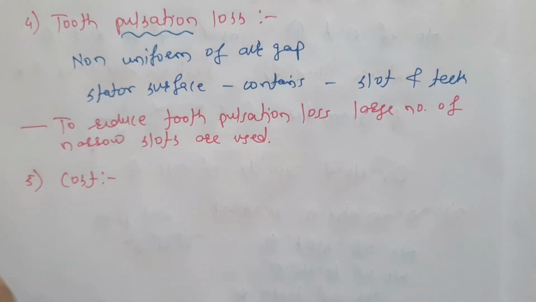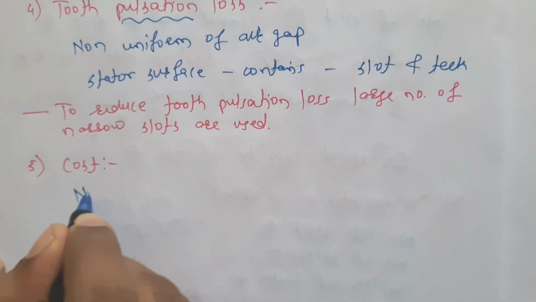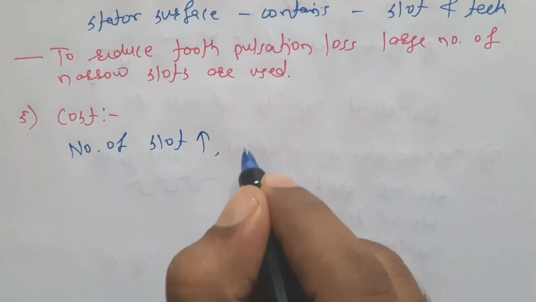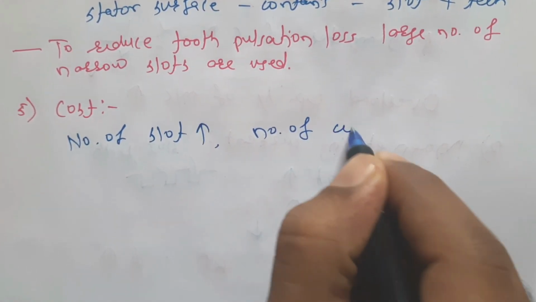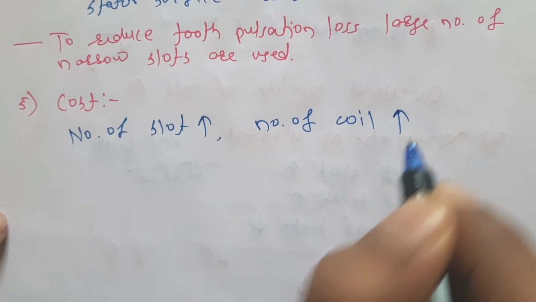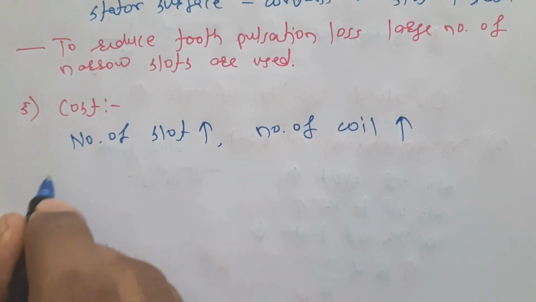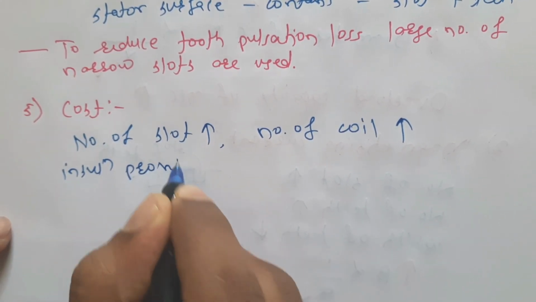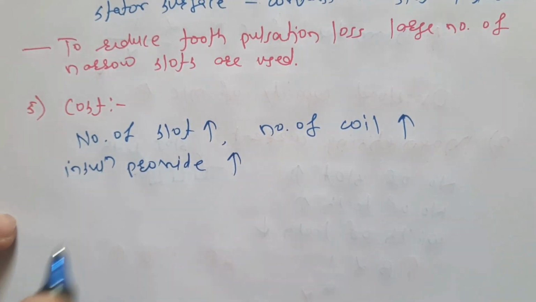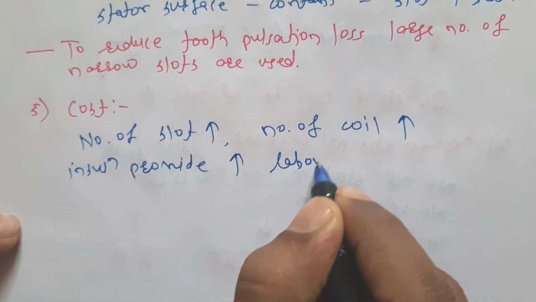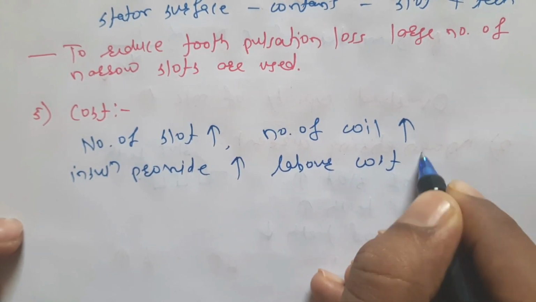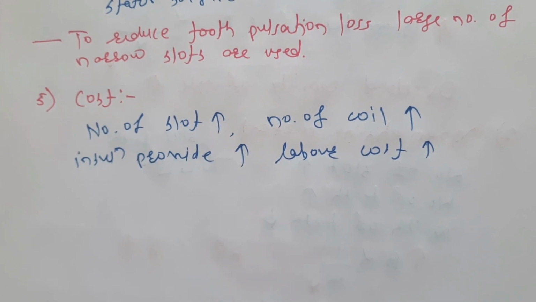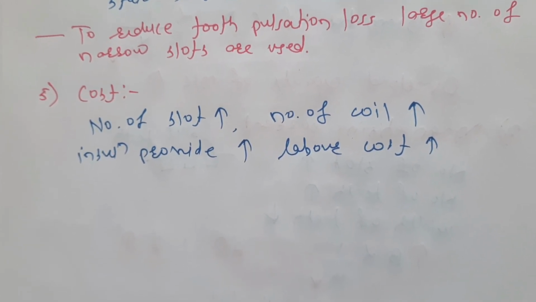cost. As the number of slot increases, number of coils also increases. Therefore, the insulation provided also increases, which results in labor cost. Therefore, labor cost also increases. Therefore, while designing number of slot, should select less number of slot to reduce the cost of machine.